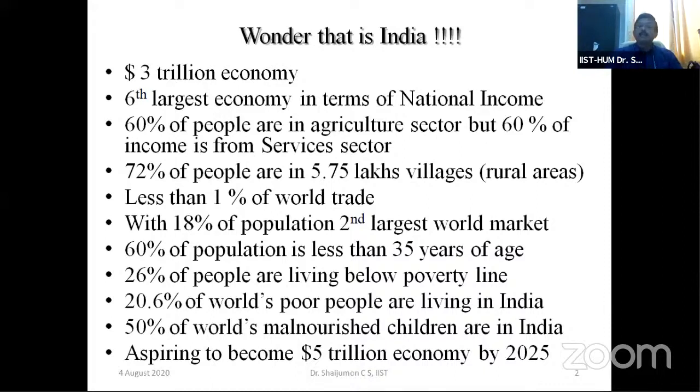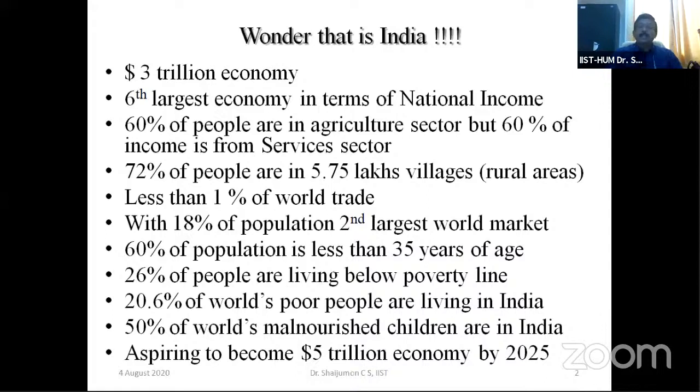72% of the population is in villages. How many villages? 5.75 lakh villages. They are in rural areas, 72% of our Indian population. We have only less than 1% of world trade. But India is the second largest market, with 18% of the world's population. We are one of the biggest countries in terms of population, the second most populous country in the world.